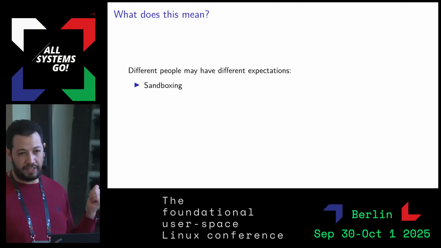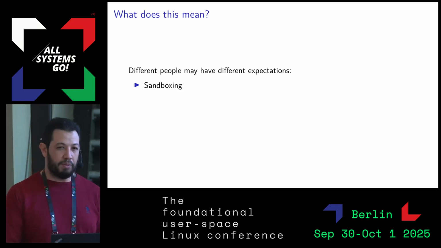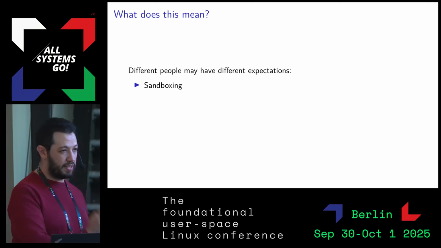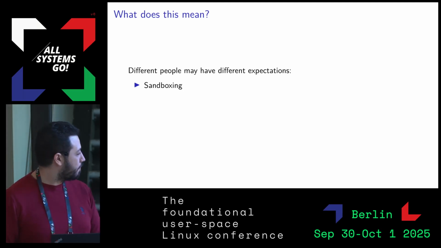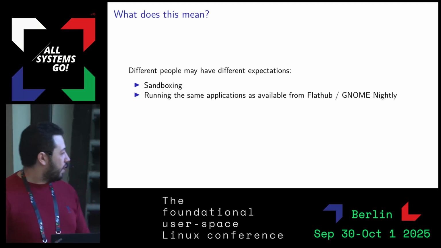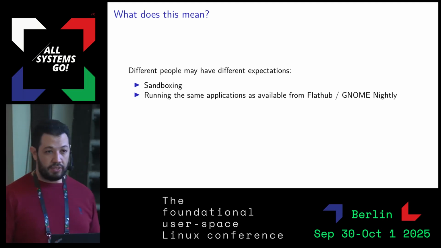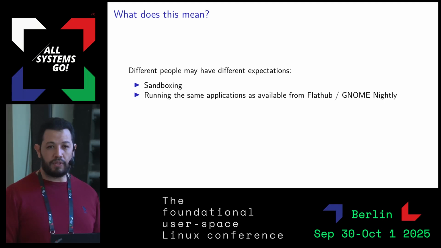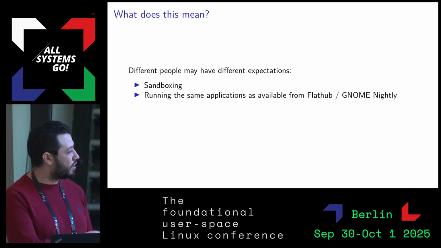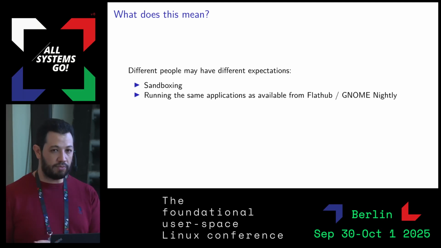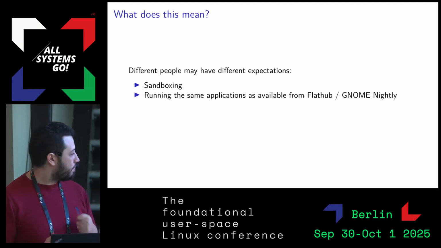So the first thing is sandboxing. People want Flatpak apps because they're sandboxed, which is good for security. Also, running the same applications as what's available from Flathub or GNOME Nightly in our case, but we have a stable branch so we could do the same. Once we have this working for GNOME Nightly, we could do it for Flathub as well.